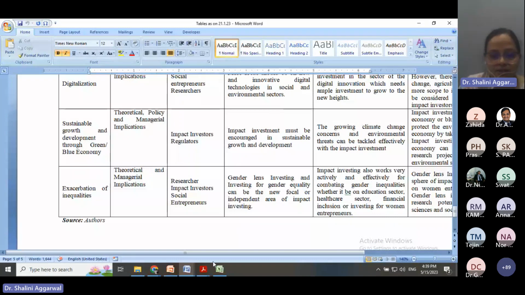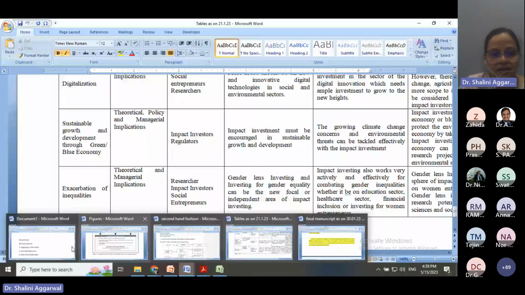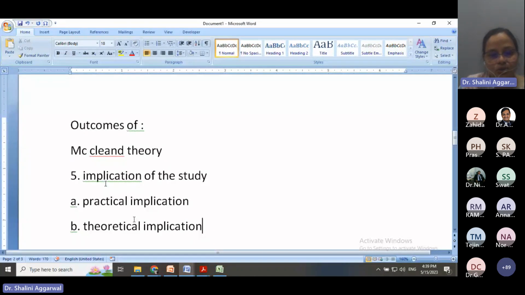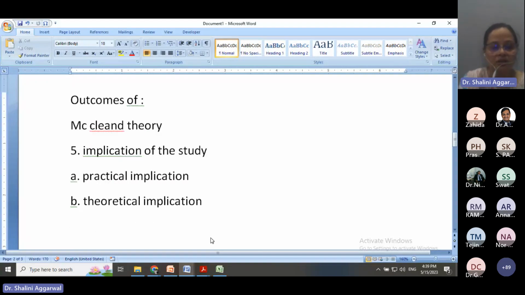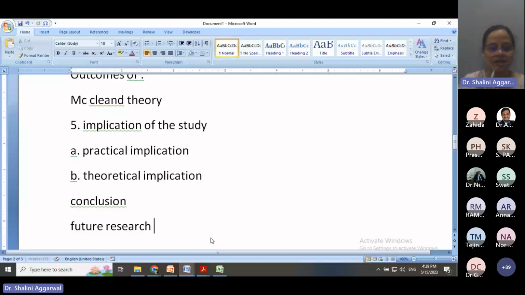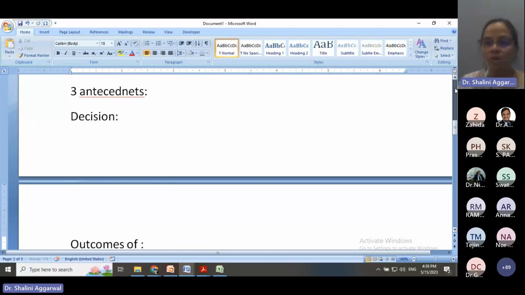So what is the next important aspect when we are writing the paper, an SLR using the ADO model? This is the next important aspect. Last, you can say conclusion or future research work. This you can write, right? So this is how it is different from the normal paper.